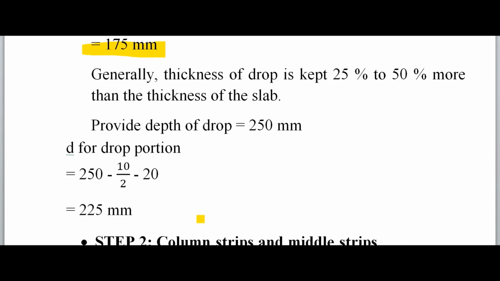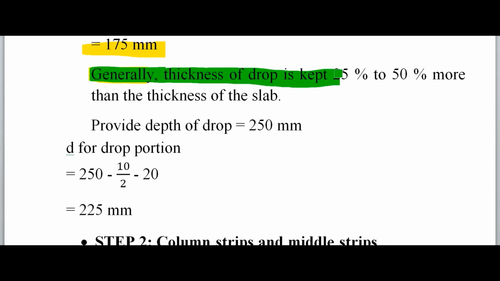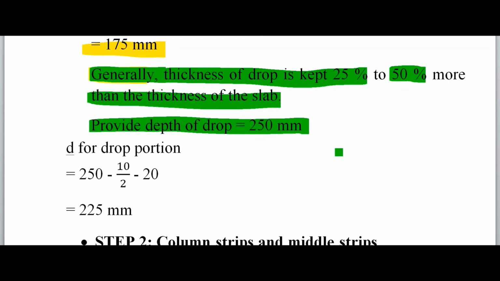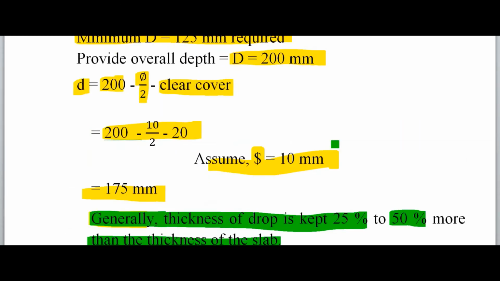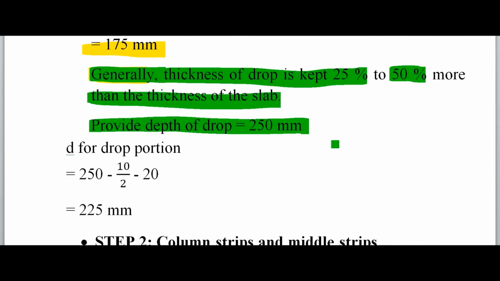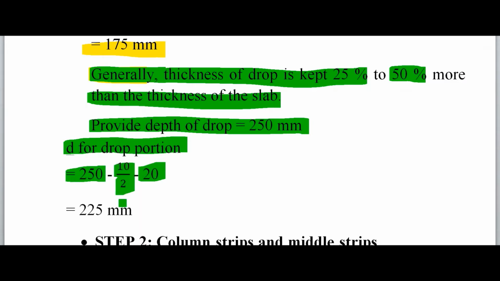Now we are going to find the drop dimension. Generally the thickness of drop is kept 25 to 50% more than the thickness of slab. So we provide the depth of drop as 250 mm. So small d for the drop portion is 250 minus 10 by 2 minus 20, so 225 mm.